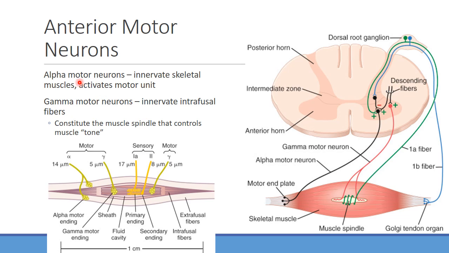Good. All right, so basically we're going to find the alpha motor neurons. These are going to be useful for innervating the skeletal muscles.